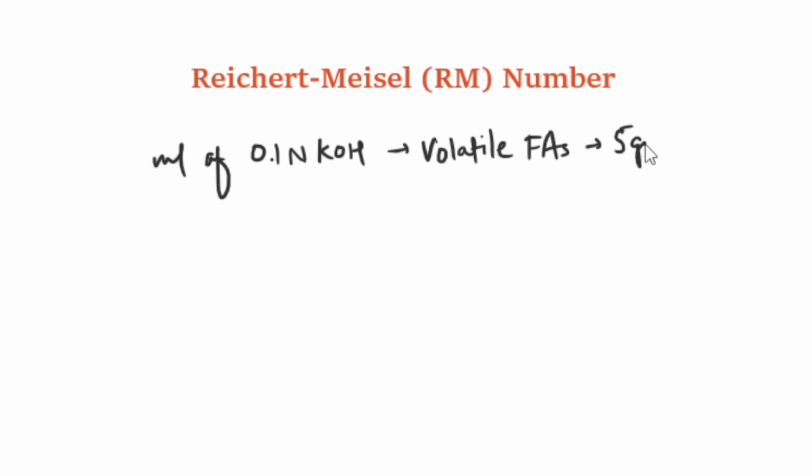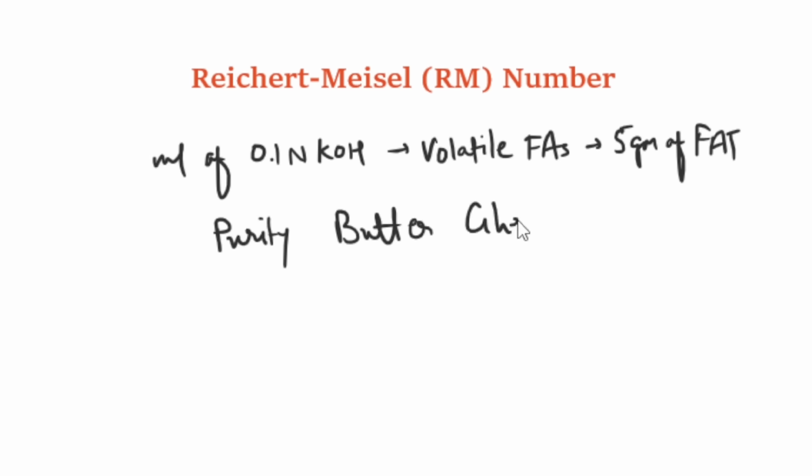And last is Reichert-Meissl number. It is defined as ml of 0.1 normal potassium hydroxide required to completely neutralize the soluble volatile fatty acids distilled from 5 grams of fat. RM number is used to test the purity of butter or ghee. So this is all about triacylglycerol.